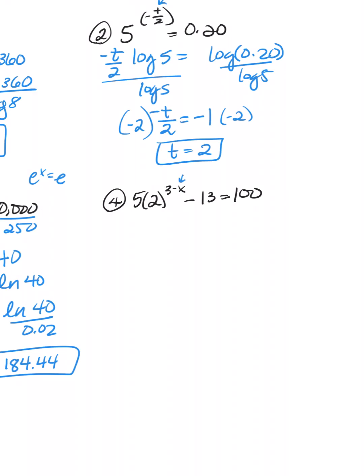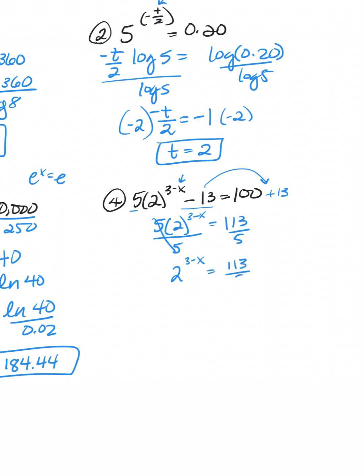X again is up in the exponent. We got a lot of things going on. We got something being multiplied and subtracted. So I'm going to move this over first. I'm going to add 13. So this is 113. Now before I do any logarithm stuff, I'm going to isolate what's being raised to the power. So 2 to the 3 minus x power equals whatever 113 over 5 is.